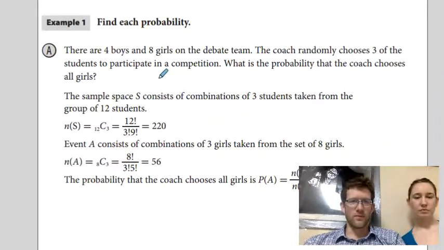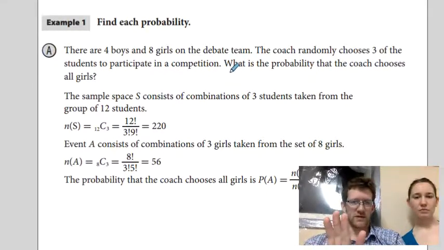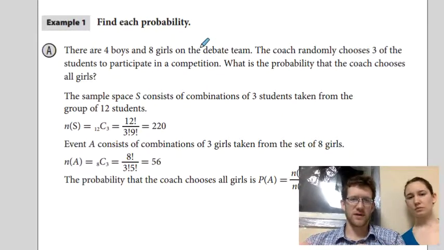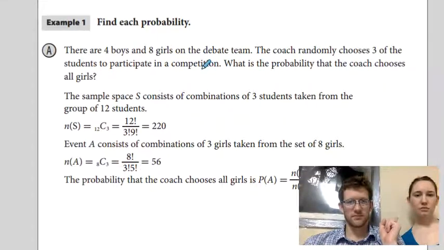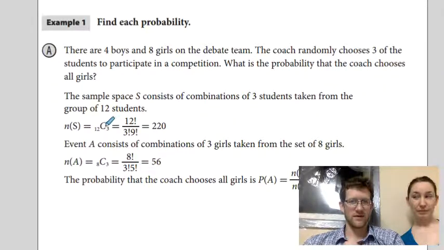There are 4 boys and 8 girls on the debate team. The coach randomly chooses 3 of the students to participate in a competition. Let's pause right there. First, we want to figure out what the total sample space is, right? So what are all the combinations that the coach could ever possibly choose? Well, how many students are on the debate team? 12. Okay, so 12 is our n, so it's 12 choose, and how many are we choosing? 3 of them.